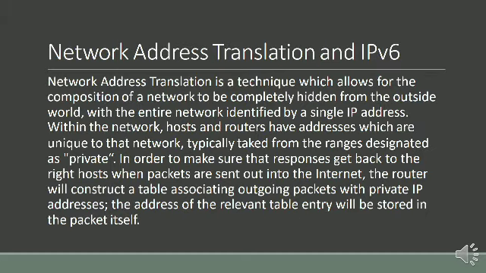Network address translation and IPv6. Network address translation is a technique which allows the composition of a network to be completely hidden from the outside world, with the entire network identified by a single IP address. Within the network, hosts and routers have addresses which are unique to that network, typically taken from the ranges designated as private, in order to make sure that responses get back to the right hosts when packets are sent out into the internet. The router will construct a table associating outgoing packets with private IP addresses. The address of the relevant table entry will be stored in the packet itself.